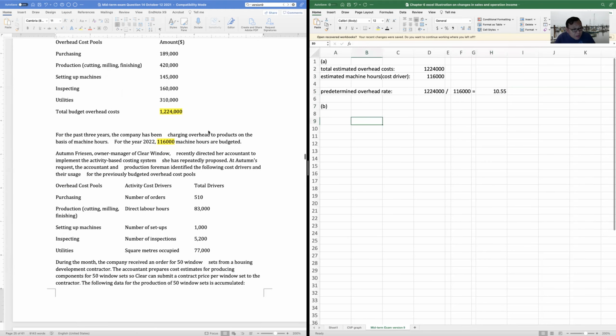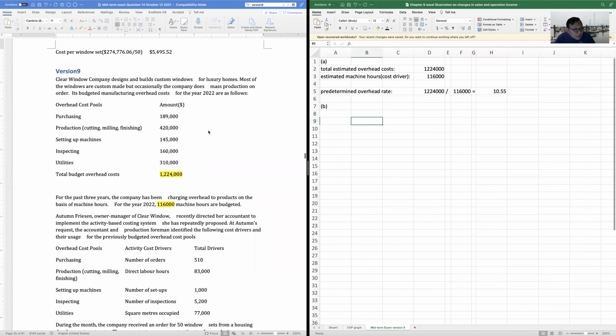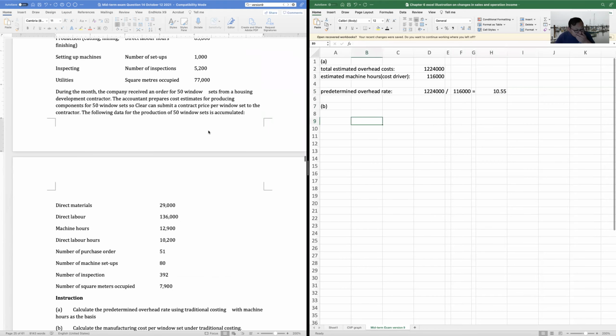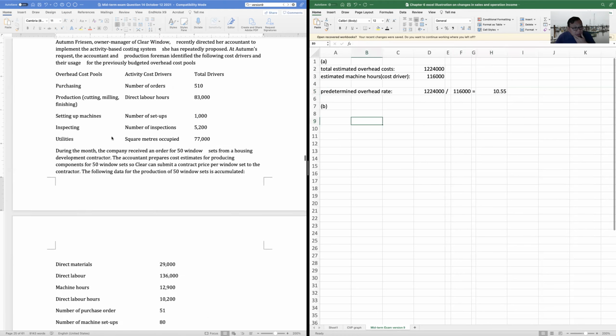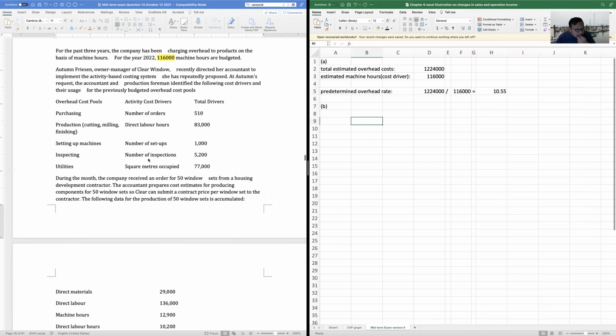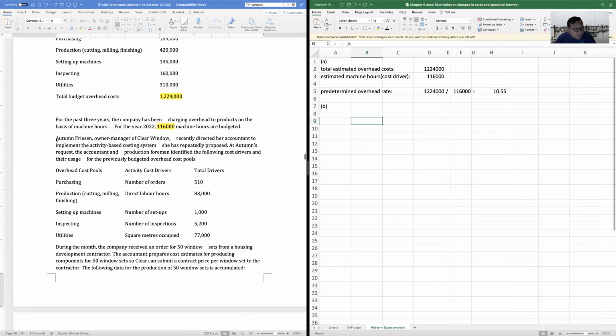And the B is asking, calculate the manufacturing cost per window set under traditional costing. Under traditional costing. So I will continue with this question.